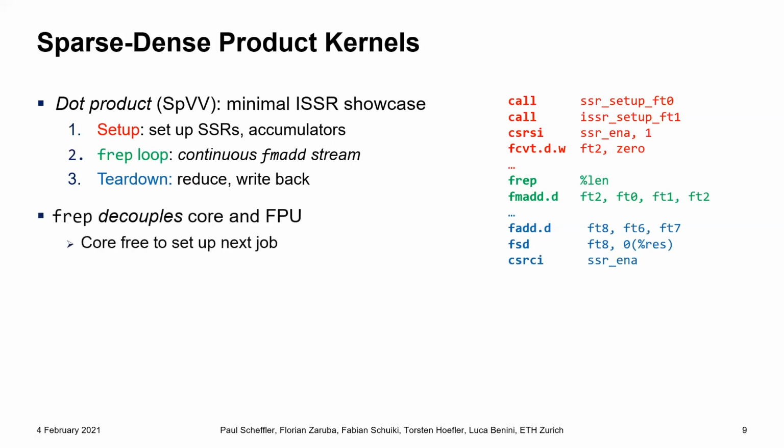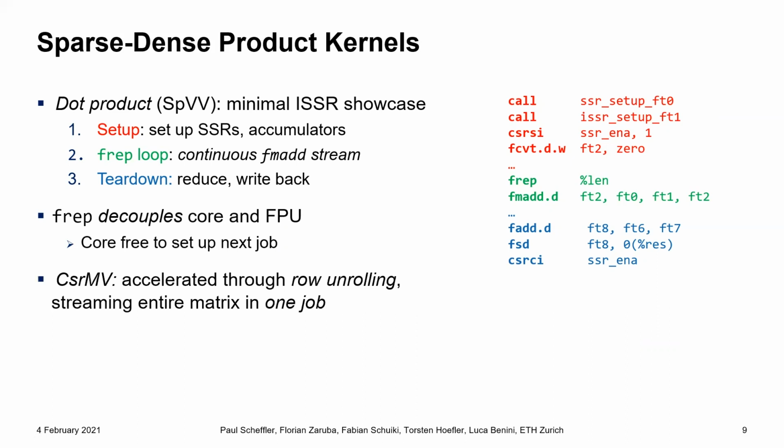So as I said, the FREP loop in Snitch decouples the core and FPU execution, which means the core is free to set up the next job while the FPU is still working on the FREP loop, which is very nice. It increases utilization. Then for CSRMV, we accelerated this further by unrolling the loops so that rows with few elements do not incur the overhead of multiple accumulators in an FREP loop, but we streamed the entire matrix in one SSR job, since as you may remember in CSR, the rows are concatenated.